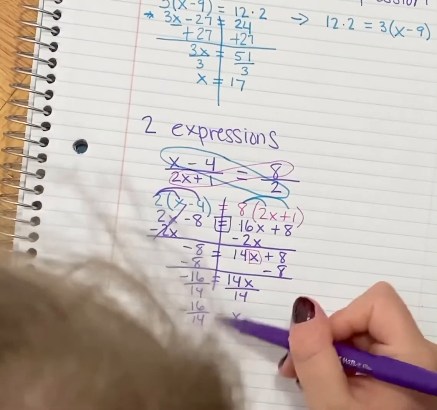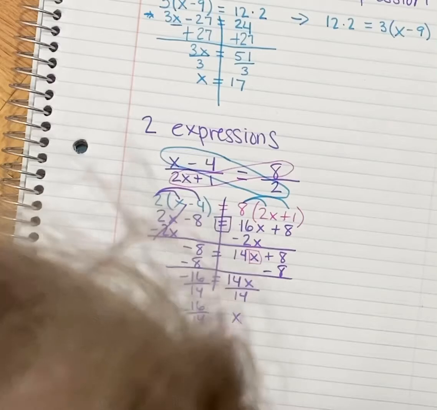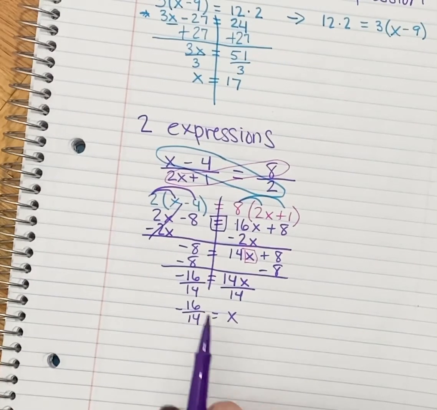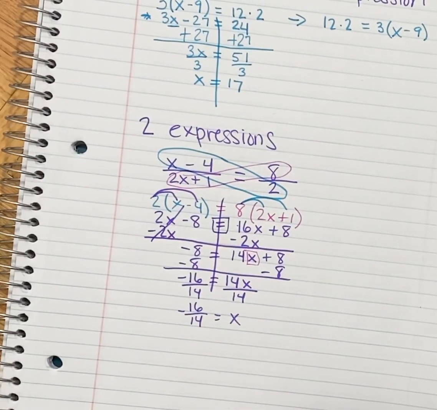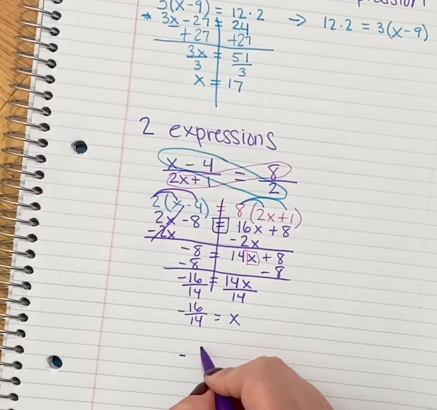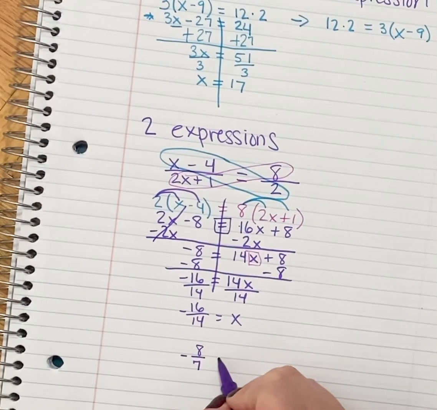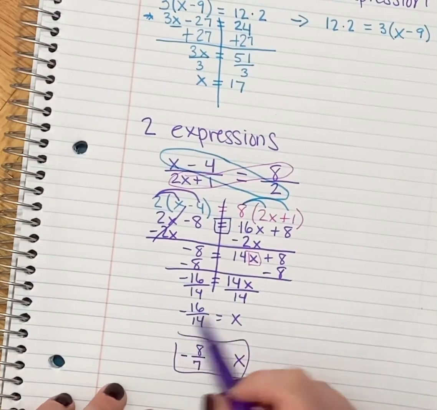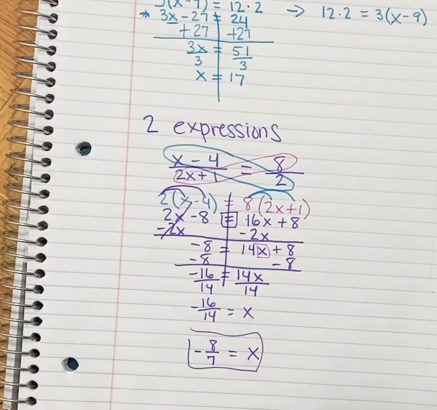If you plug this into your calculator, you're going to end up with a decimal. If you do end up with a decimal in your answer, that is fine for proportions. Some of your answers will be decimals. If you don't like decimals, you can just go ahead and simplify this. This is going to end up being -8 over 7 equals x. Okay, so that is your answer. That's solving proportions with expressions.